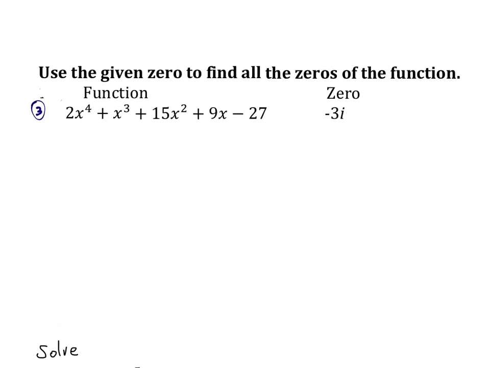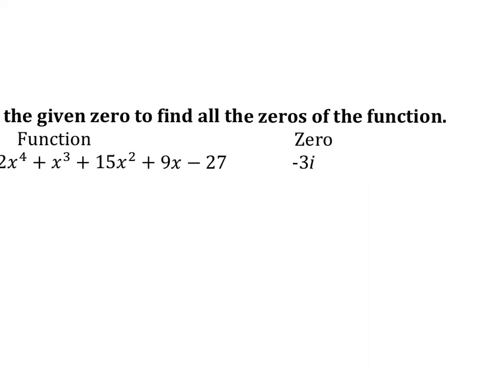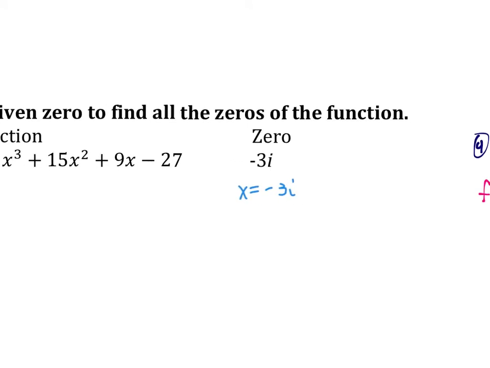All right, guys, these next ones are kind of long, and it does take a minute for us to get through them, but it's important that we take our time and pay attention to what we're doing. Okay, if we're given a 0 of x equals -3i, we're also given the 0 of x equals +3i. You always have to account for the complex conjugate.